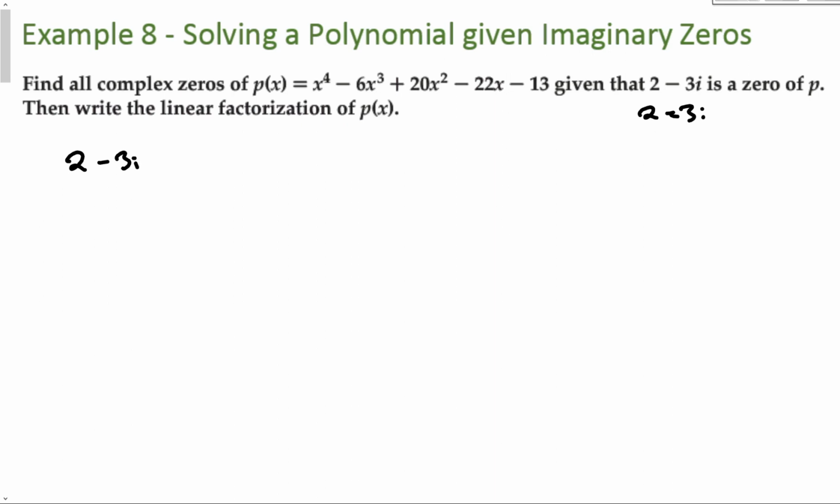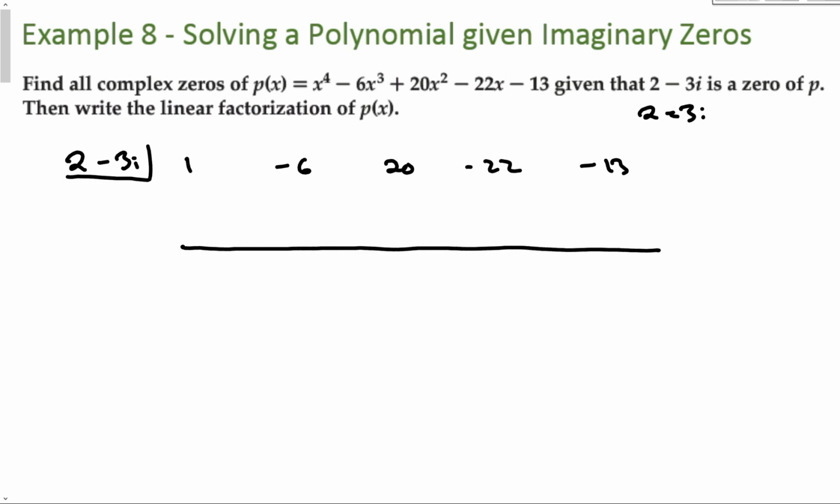2 minus 3i is my first root. That's given to me. I know it's going to work. 1, negative 6, 20, minus 22, and a minus 13. And we're given a lot of space here because it's going to get fairly complicated. Bring down the 1. Okay? When we're using synthetic division with imaginary numbers, the first division is going to be kind of complex. The second division should be kind of easier if you did it correctly.